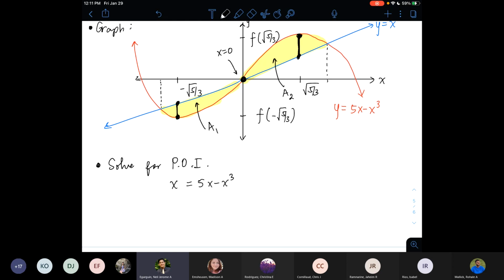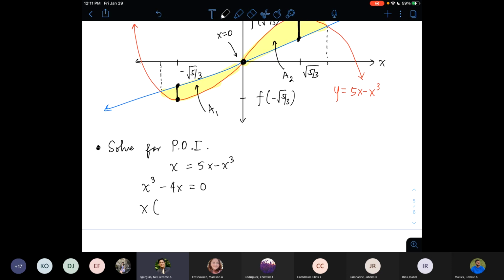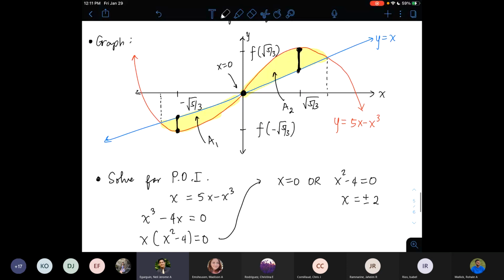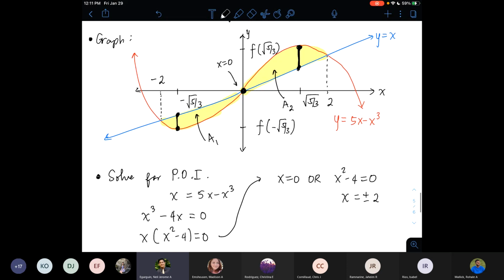So here I'll collect all terms to the left-hand side. So I'll have x cubed minus 4x equals 0, right? And then I factor x out of the left side. So I'll have x times the quantity x squared minus 4 equals 0. That tells us that x is either 0 or x squared minus 4 is equal to 0. And then I solve for this one. I'll see that x is equal to plus or minus 2. Okay. So this tells me the region starts at negative 2. It will end at x equals 2.